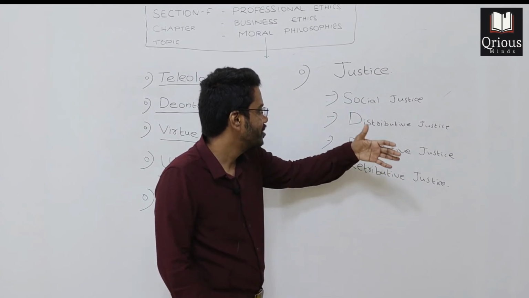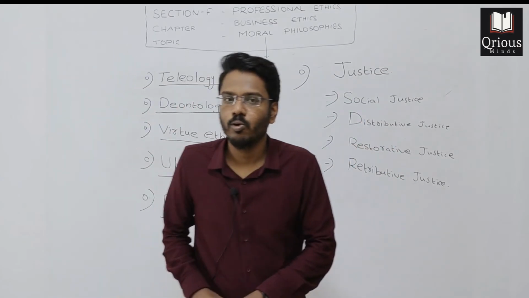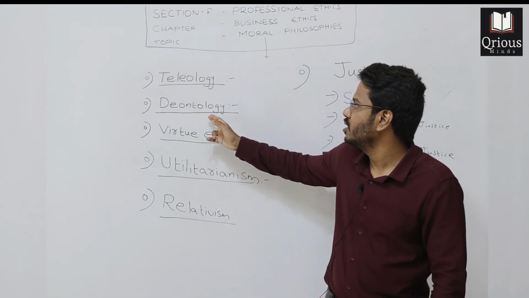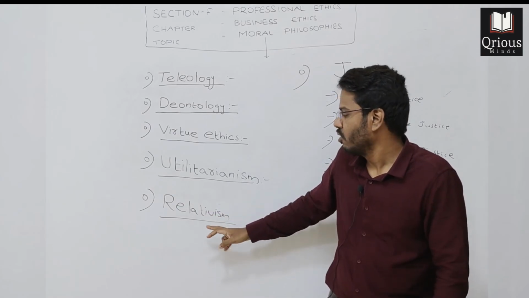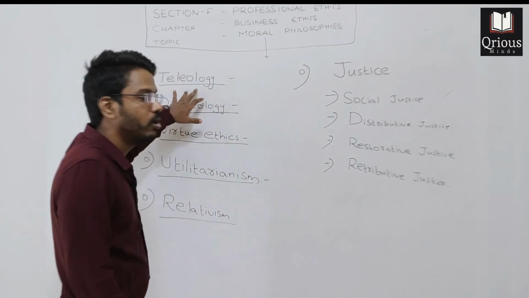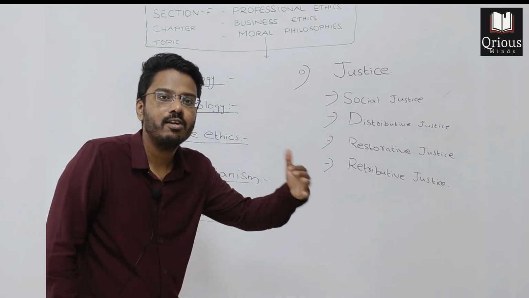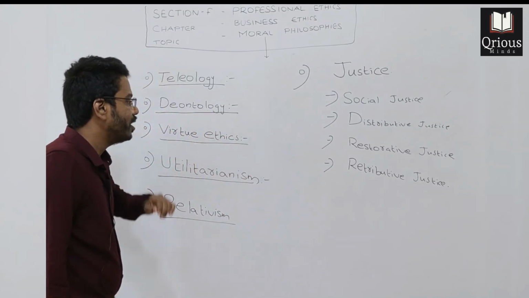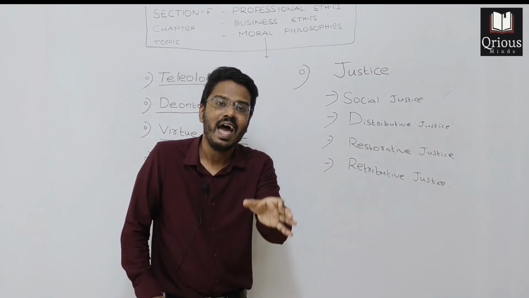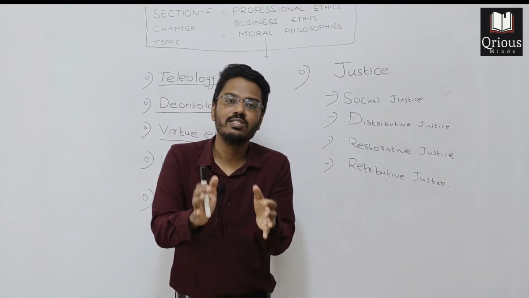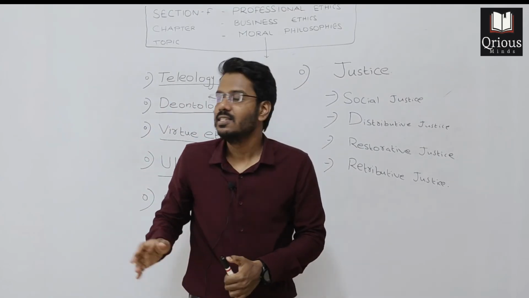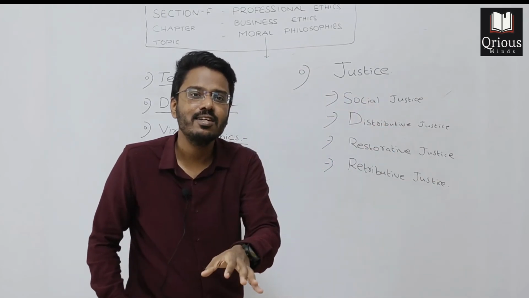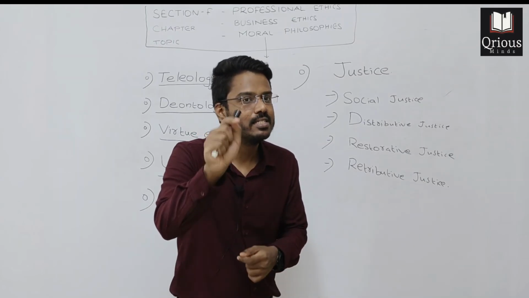So this is what justice means, and let me summarize everything for you. There are 6 moral philosophies: teleology, deontology, virtue ethics, utilitarianism, relativism, and justice. Teleology simply considers the end result. If the end result is good, then the action or decision is ethical. What do you mean by deontology? Deontology simply considers the action or decision in itself. If the action or decision in itself is right, then it is ethical as per deontology, and deontology does not consider the end result, and that's the reason why teleology and deontology are exactly the opposite.